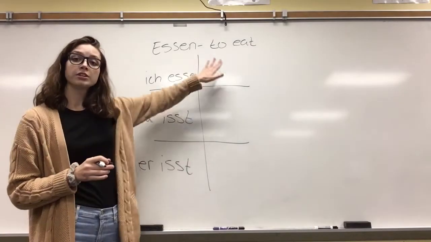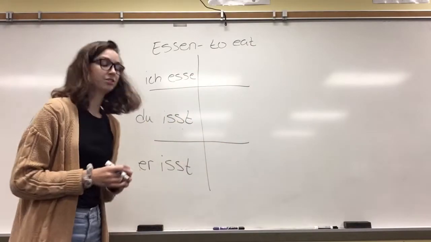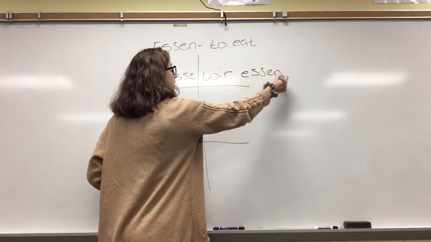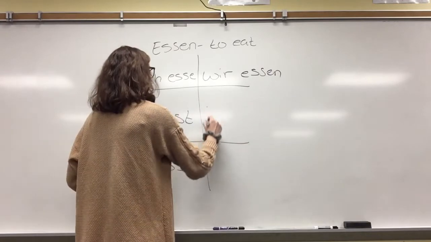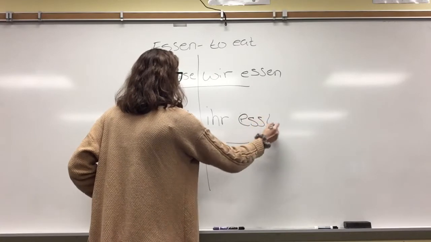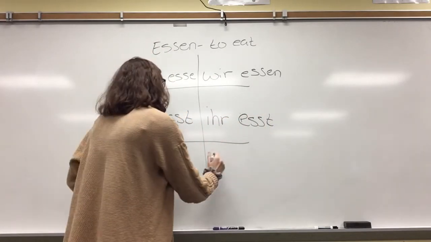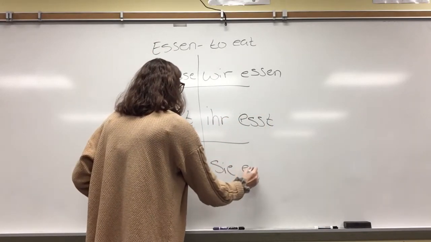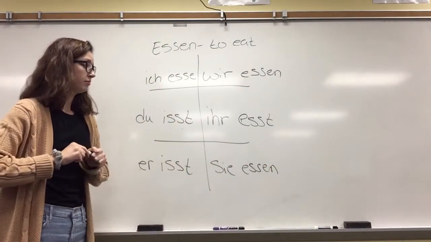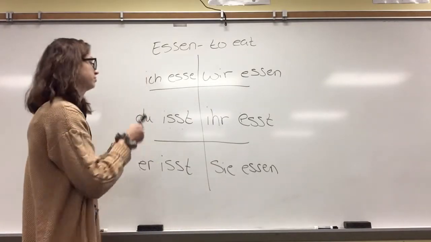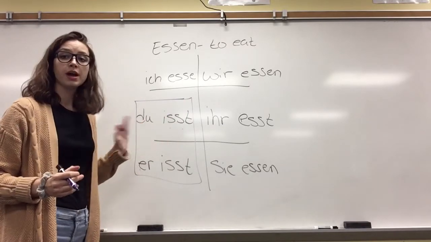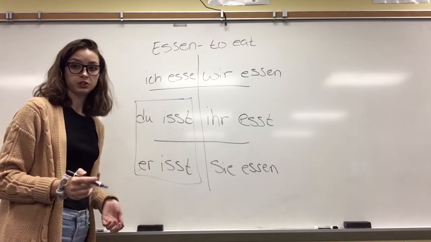When we go over to this side, nothing changes. So we'll have wir essen, ihr esst, and sie essen. Okay? It is only in the du and the er/sie/es form that we see this change.